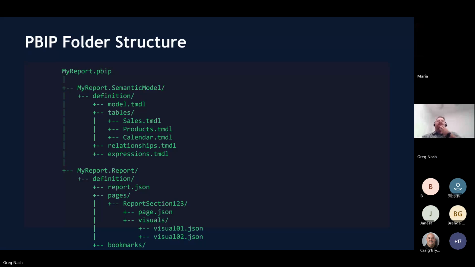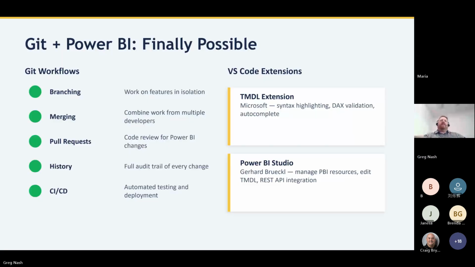So the PBIP folder structure, basically how it looks. This is a good idea of it. So you get a my report, the name of your report .semantic model, and that contains all of your TMDL files, and then you'll get a my report, or the name of your report .report, and that contains basically your PBIR definitions, right? So your JSON files that tell you about reports, pages, and then all the visuals. Each visual has its own JSON file, each bookmark has its own JSON file, etc. So that's the structure of files that live underneath the PBIP format. Cool.